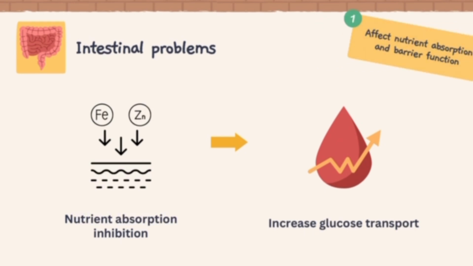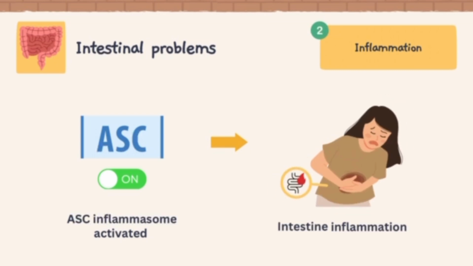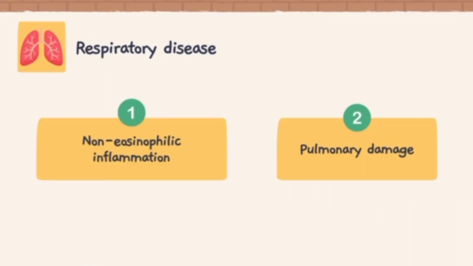Moreover, the consumption of silicon dioxide nanoparticles might activate the ASC inflammasome of intestinal epithelial cells. According to a study by Ogawa et al., 2021, the activation of the ASC inflammasome can lead to exacerbated intestinal inflammation. So moving on to the next health effect, which is respiratory disease, it will be divided into two. First is non-eosinophilic inflammation, and the second is pulmonary damage.